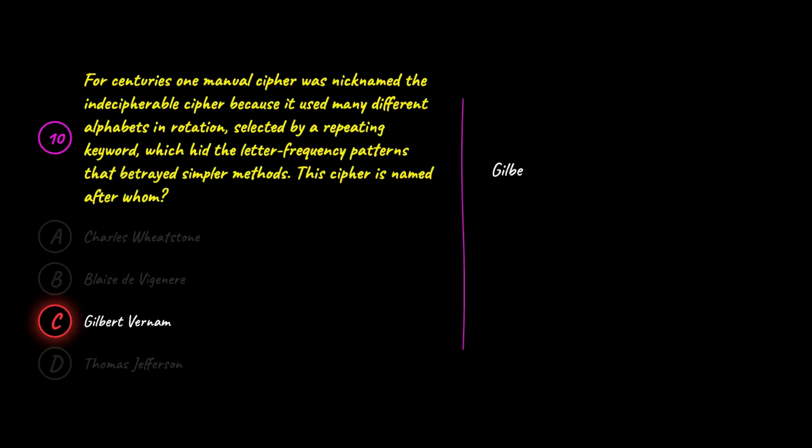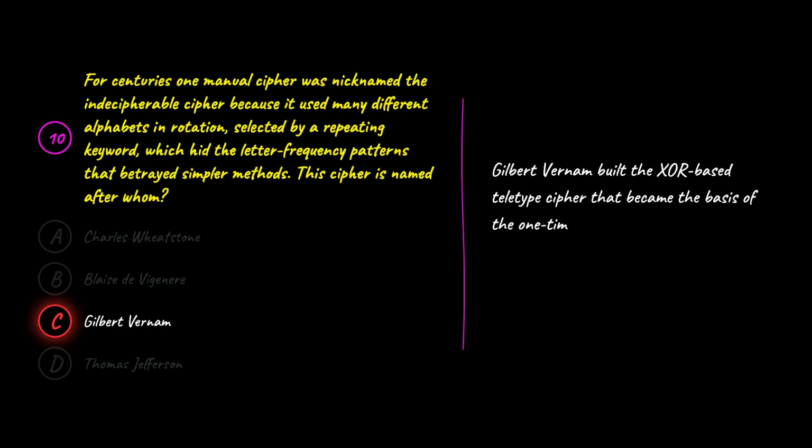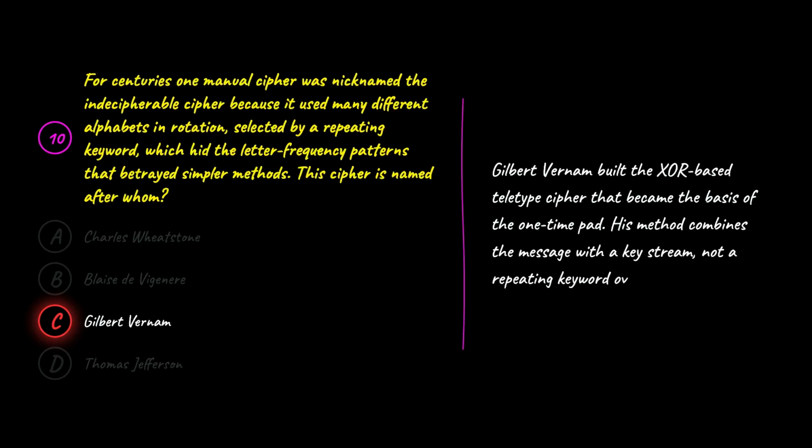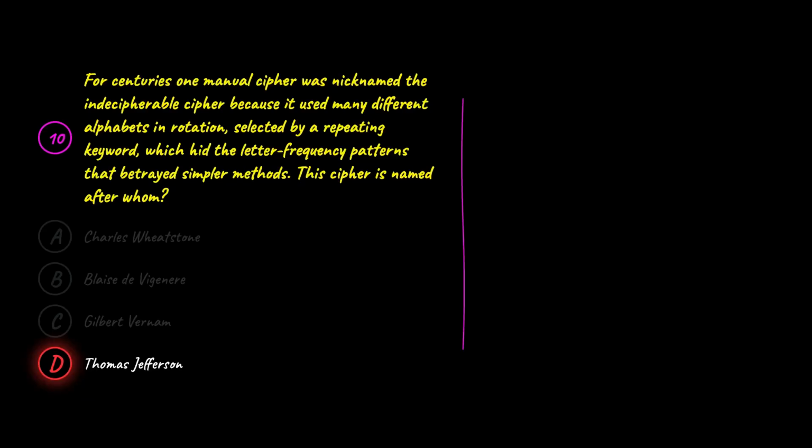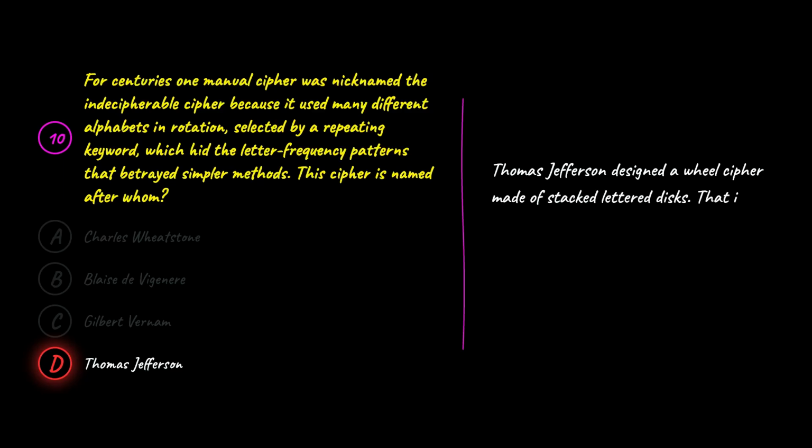C is wrong because Gilbert Vernon built the XOR-based teletype cipher that became the basis of the one-time pad. His method combines the message with a key stream, not a repeating keyword, over a tabula recta. D is wrong because Thomas Jefferson designed a wheel cipher made of stacked leaded disks. That is a mechanical device, not the keyword-driven polyalphabetic table named in the question.